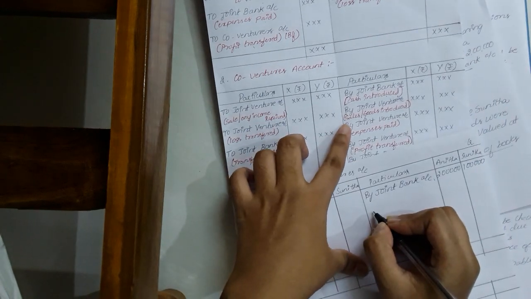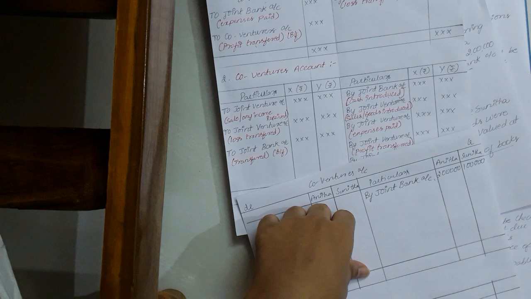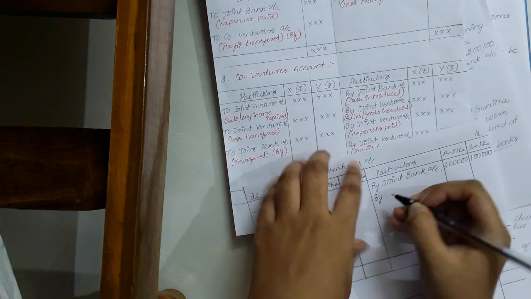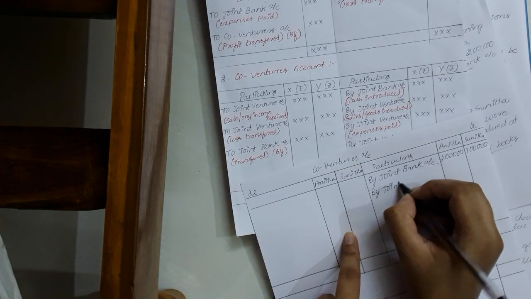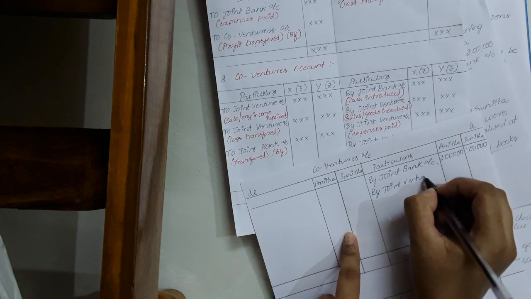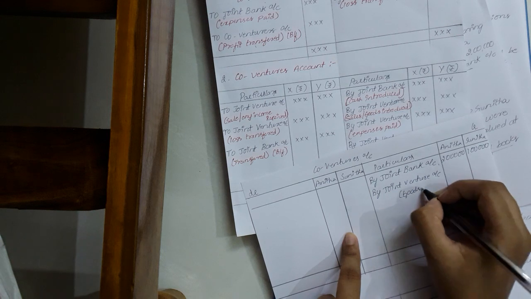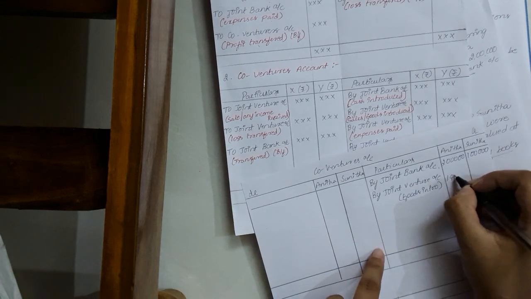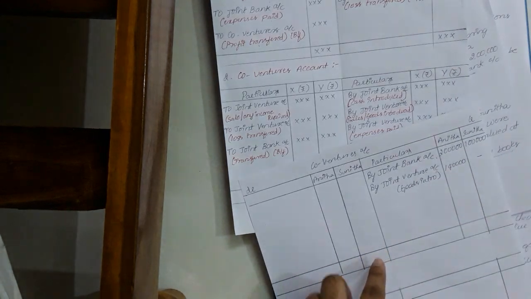So next it is by joint ventures account, that is goods introduced. Any goods that have been introduced, we need to write over here. Anita has introduced the goods, right? So by joint venture account, goods introduced by Anita. What is the worth of goods introduced by Anita? That is 1,40,000. Sunita has not introduced anything.